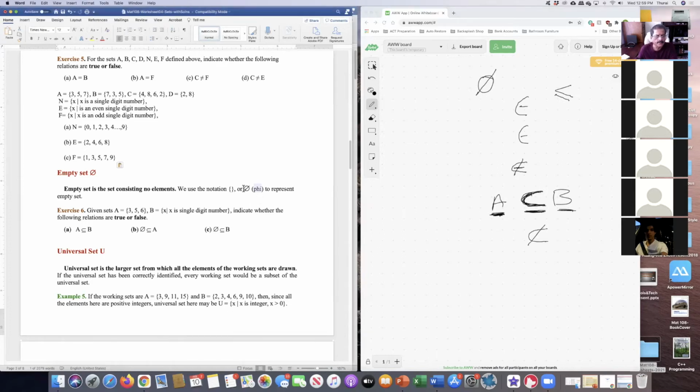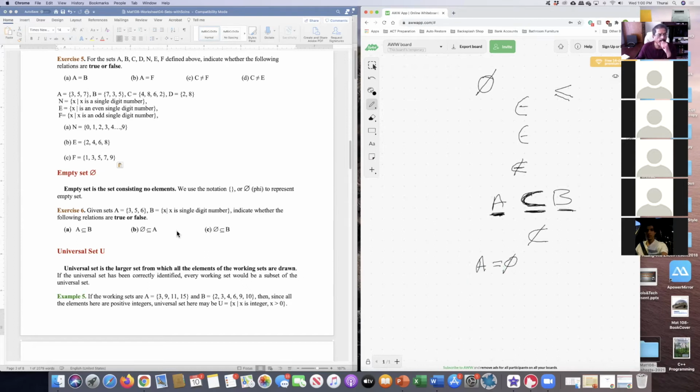So this symbol itself means set. Don't put curly brackets around it whenever you need to write empty set. It already is a set. So phi is the empty set. Whenever you want to say set A is empty, you can say A equal to phi. That means A is empty.